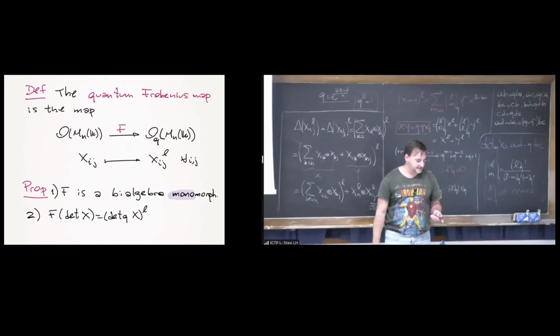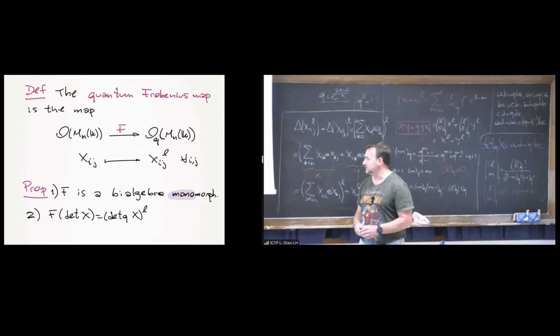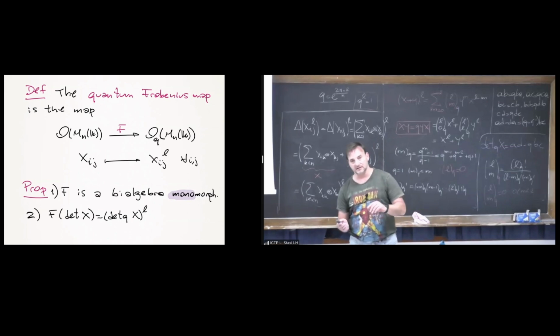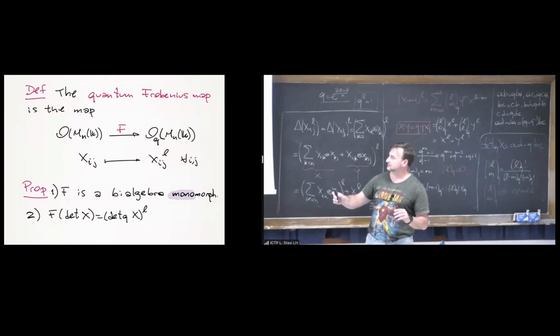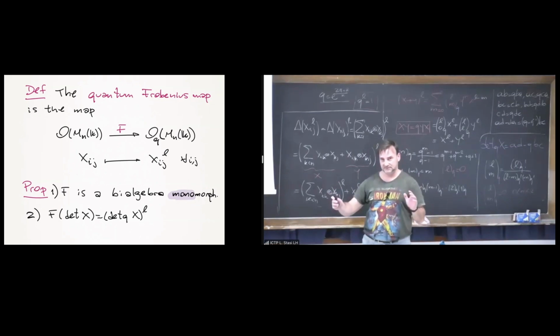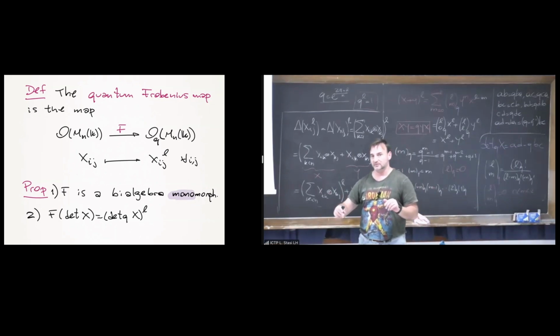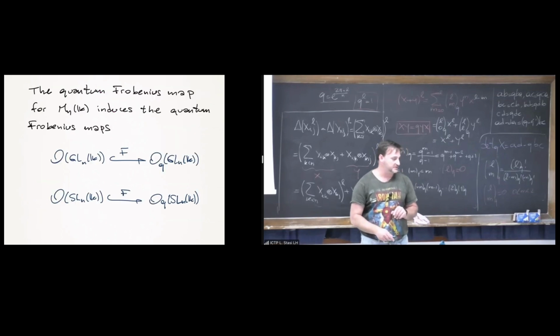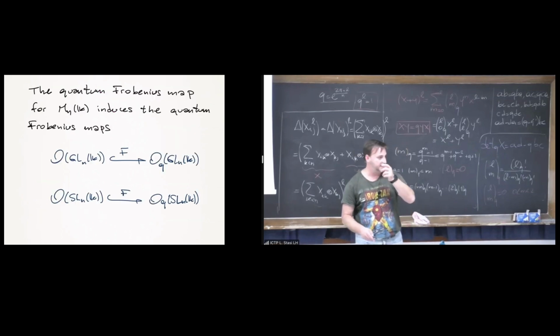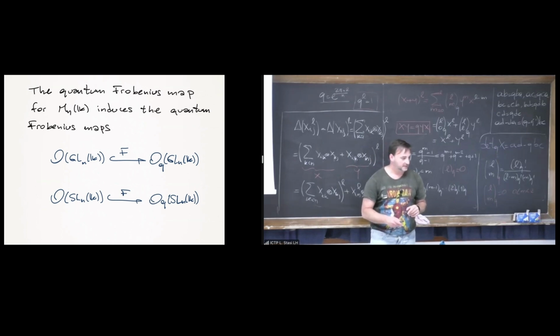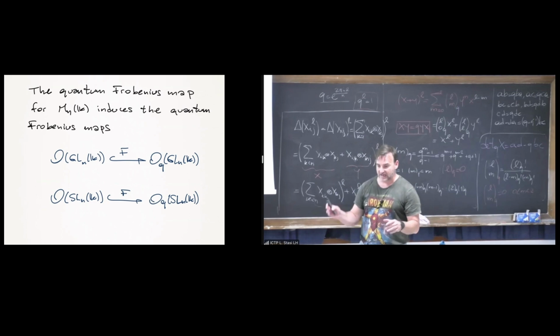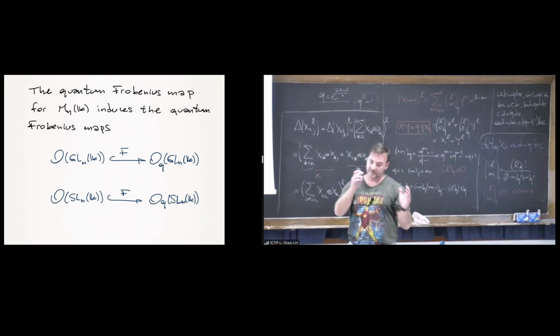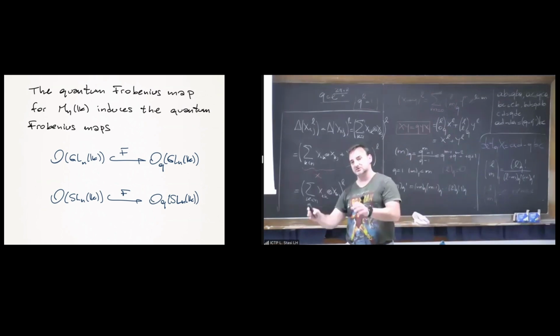Okay, since the Frobenius map behaves very well with the determinant, we can take the quotients on both sides. If we take the quotients on the left-hand side, we get the algebraic functions over the special linear group or the general linear group, okay? So we have a relation between groups and quantum groups. So the functions on a group and the functions on the quantum group.